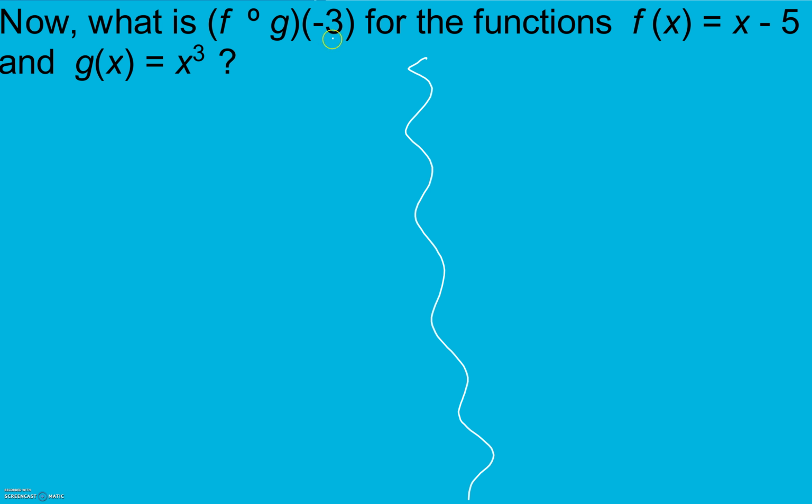Here, I'm looking for f of g of negative 3. So before I can find f, I need to know what that g value is. I plug negative 3 into g first, into the closest thing there. So everywhere that I see an x, I plug in a negative 3.